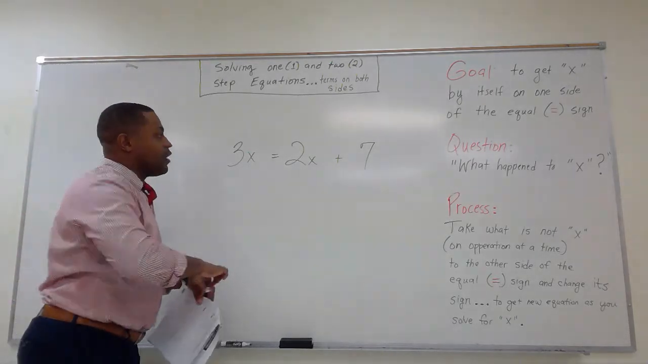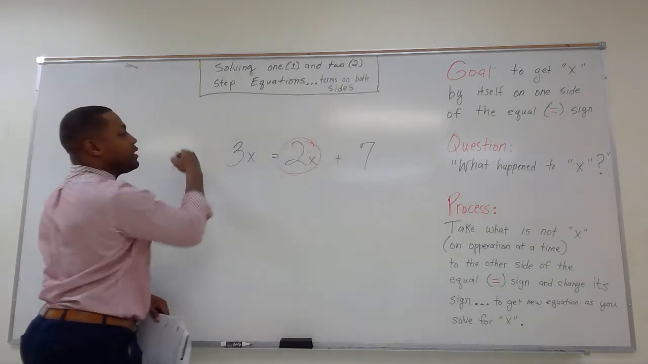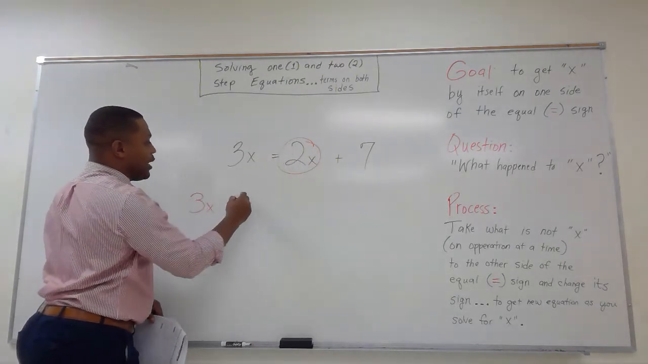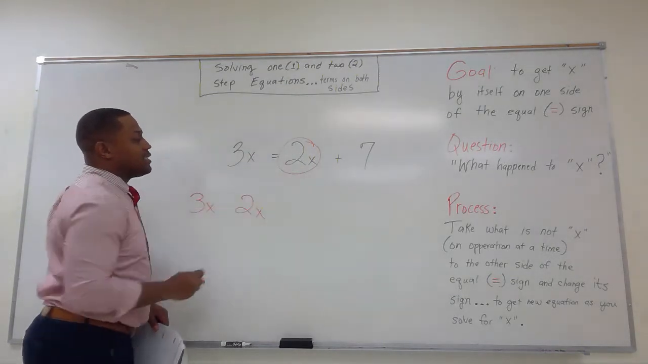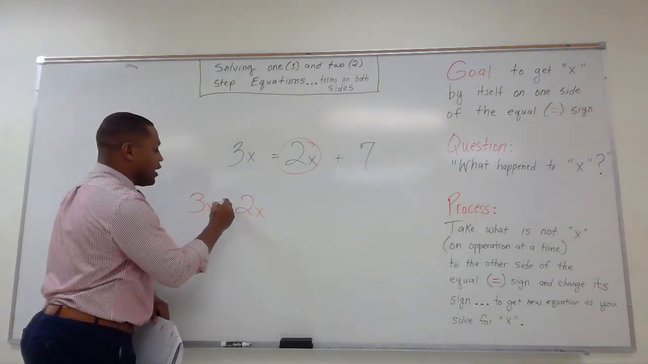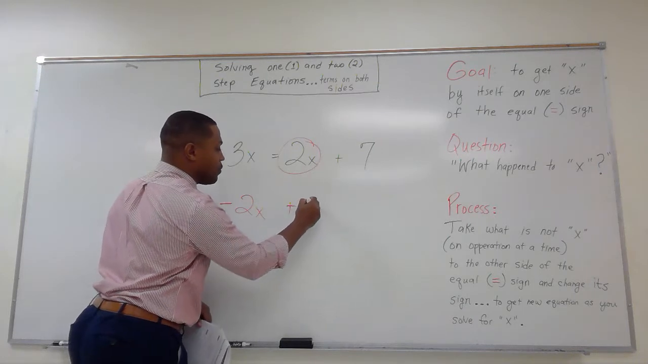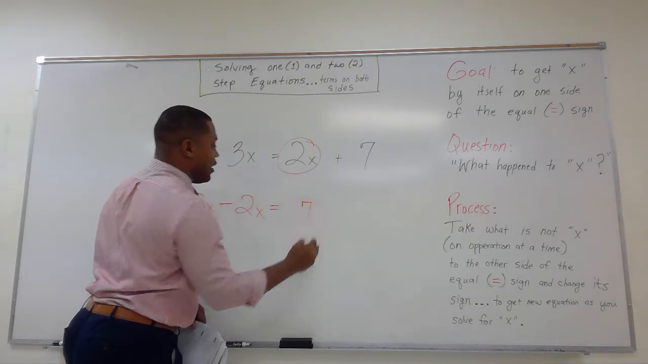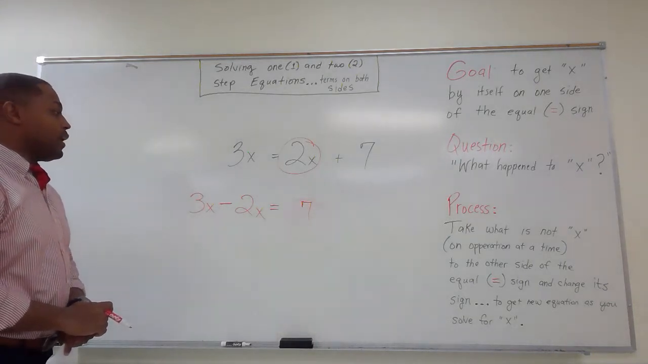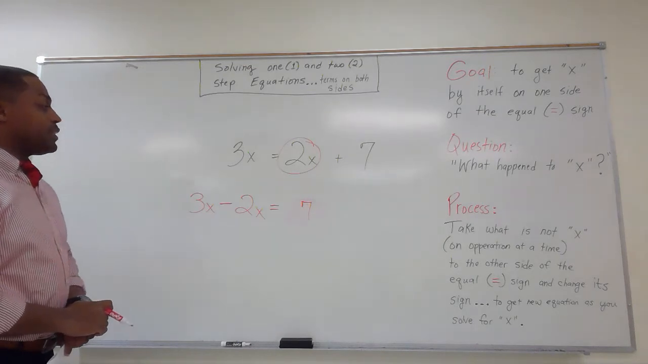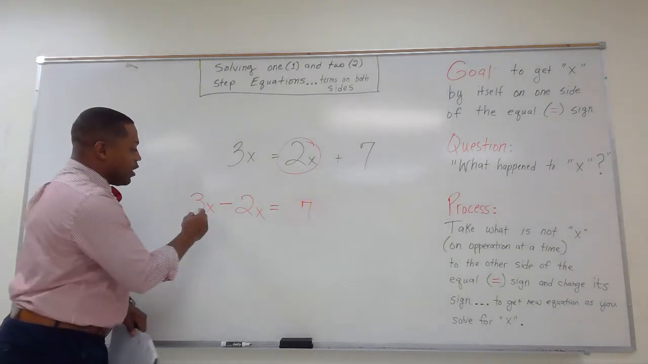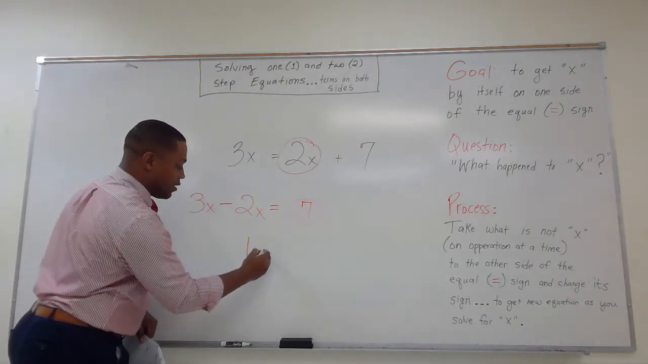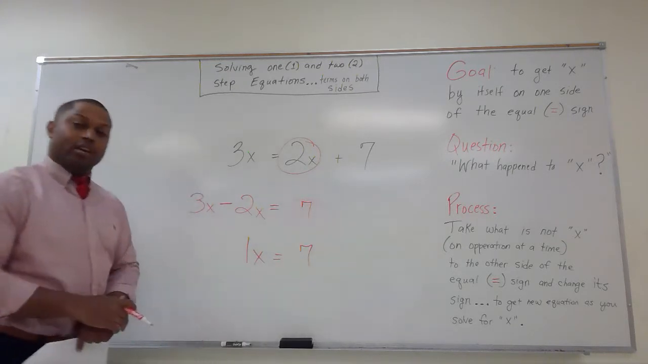What I'm going to do here very quickly is circle this here and bring it to the other side. I'm going to push this 3x out and put that 2x right here behind it. On this side of the equal sign, on the right, it's a positive, so now it becomes a negative. And there is my new equation: 3x minus 2x equals 7. Now, I'm going to combine these like terms. 3 minus 2 is 1. And there we have it.